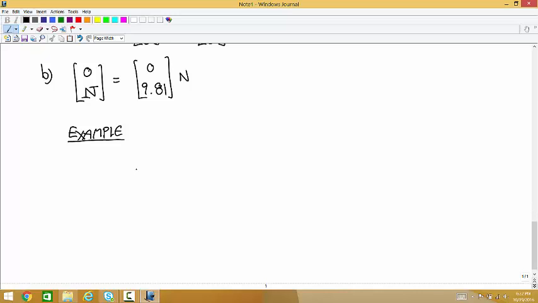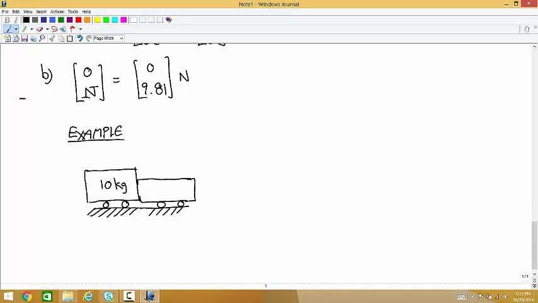Okay, let's do one now where we have two objects pushing against each other. So let's say the one on the left is 10 kilograms. The one on the right is 15 kilograms.